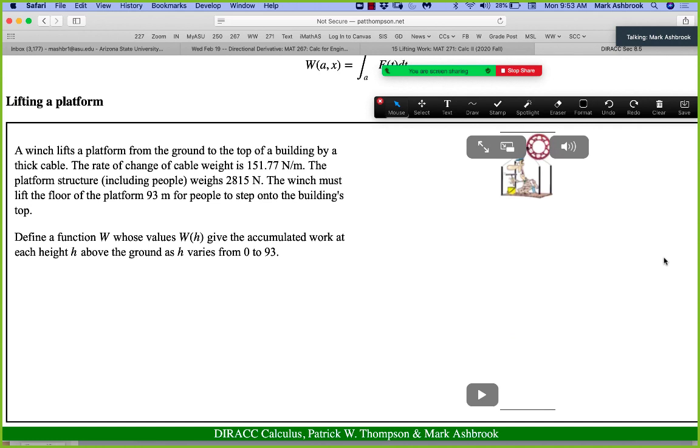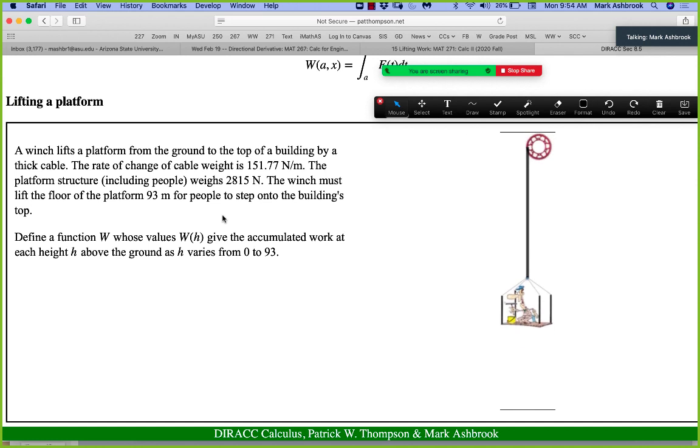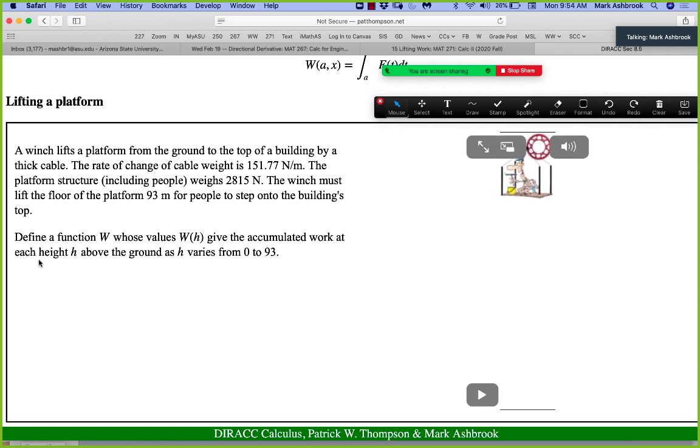The platform structure, including people, weighs 2,815 newtons. So the winch is just this thing that's like a coil. It coils up the cable and it rotates to pull the cable up. Okay, and as it does that, the cable wraps around the winch. So the winch must lift the floor of the platform 93 meters for the people to step out onto the building's top. So we're going to define a function W, whose value W(h) gives the accumulated work at each height h above the ground as h varies from 0 to 93.